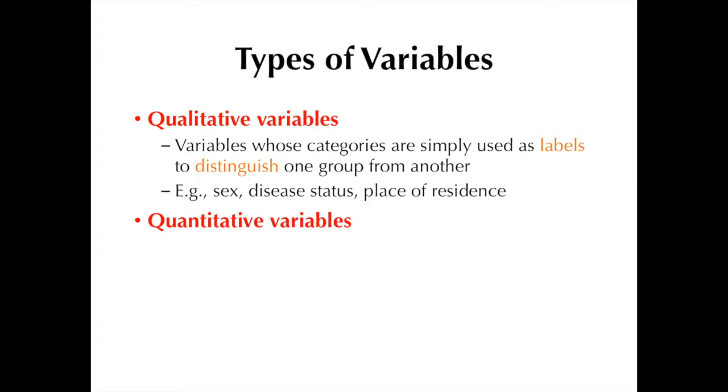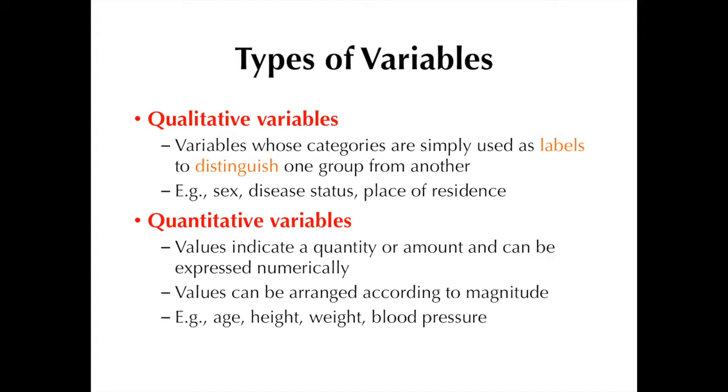Now, quantitative variables, on the other hand, have values that indicate a quantity or amount. Now, these values can be expressed numerically and can be arranged according to magnitude. Now, frequent examples are age, height, weight, and blood pressure. Now, one important thing about quantitative variables is that they may either be discrete or continuous.